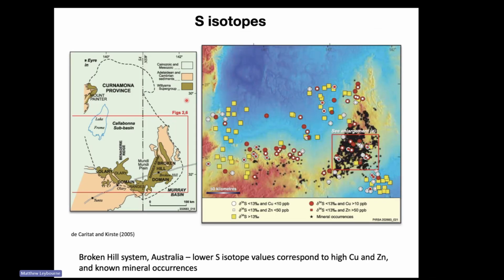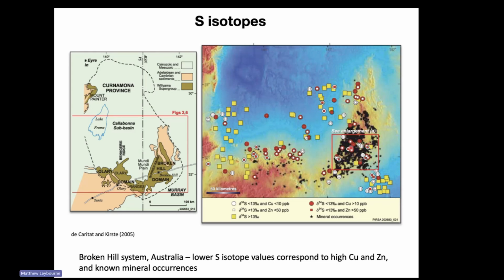Okay. And so this is an example of using sulfur isotopes in mineral exploration, and this is for groundwaters. Patrice de Caritat did a large study. It's an older study now, but it's around the Broken Hill deposit in Australia, which is a really important ore deposit district. The map on the left just shows where we are in Australia, in the Murray Basin, and on the map on the right, you can see the black star shapes are all the mineral occurrences throughout this area. You can see there's a huge number of mineral occurrences.